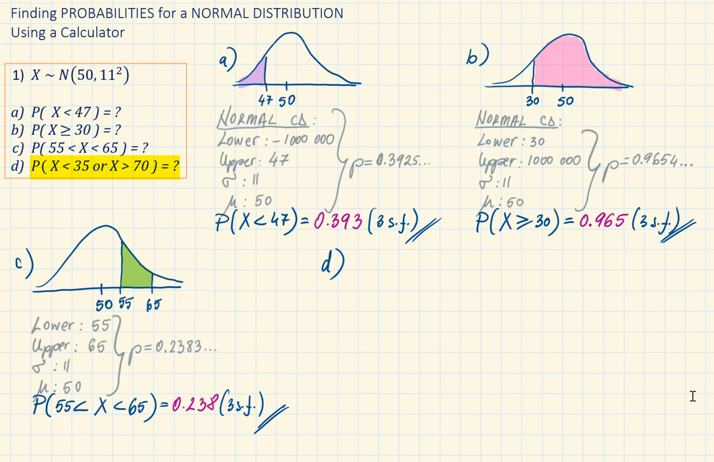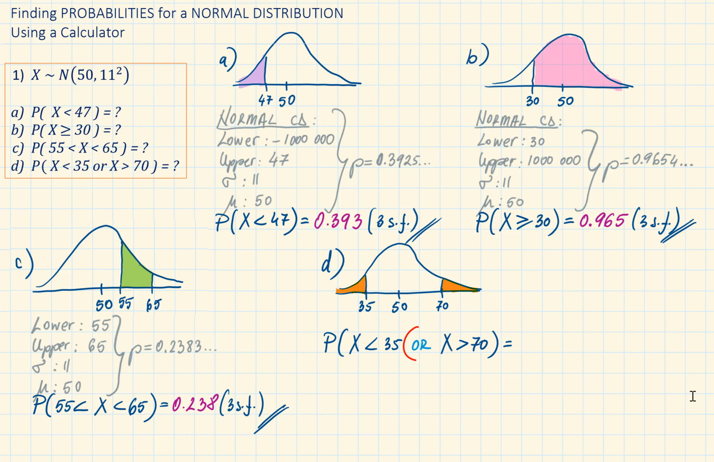Part D. Find the probability that X is less than 35 or X is larger than 70. The probability that we are looking for is given by the area shaded in orange. The keyword OR represents the OR rule, so we are adding the two probabilities. This is equal to the probability of X less than 35 plus the probability of X larger than 70.